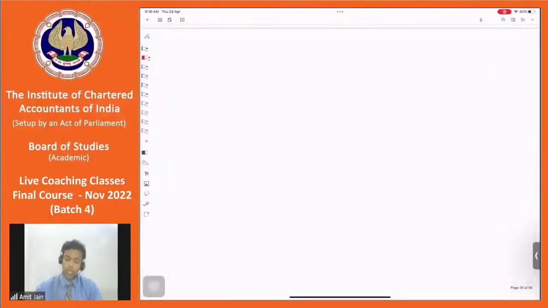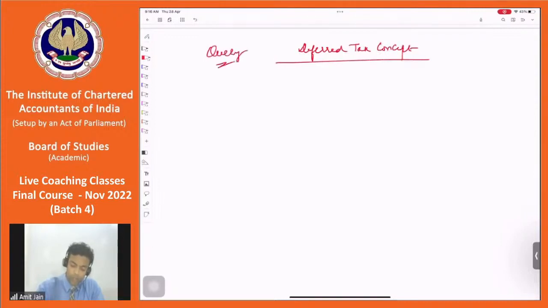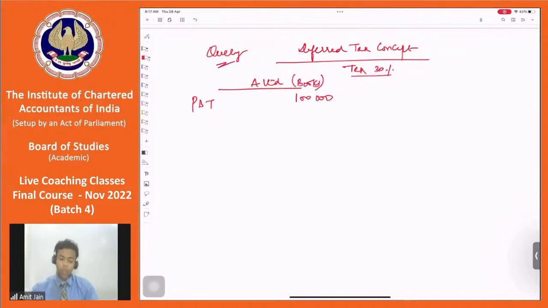Focus on this, guys. I am explaining the concept of Ind AS 12. Deferred tax concept. This is a query raised by a person. Let's say A Limited has a PBT of rupees 1 lakh. Tax rate is 30%. This is books, and this is tax.